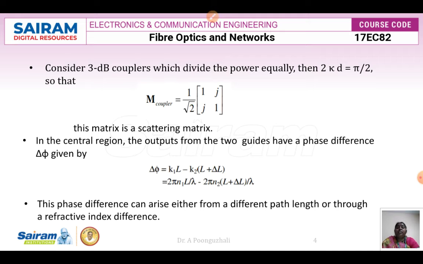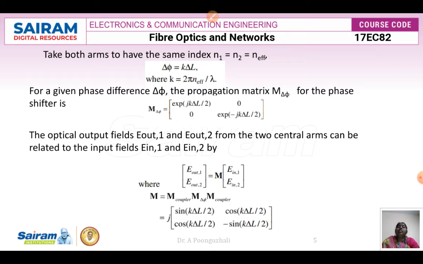The phase difference can arise either from a different path length, because one arm is longer than the other, or from a refractive index difference. Because of the refractive index difference or the different path length, this phase difference arises. Here in this case we are going to assume that both the arms have the same refractive index.